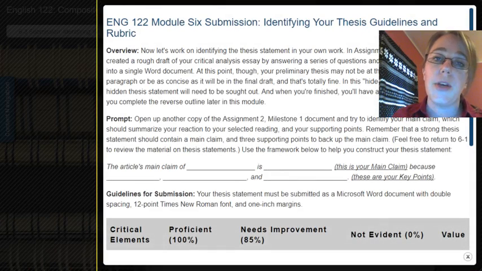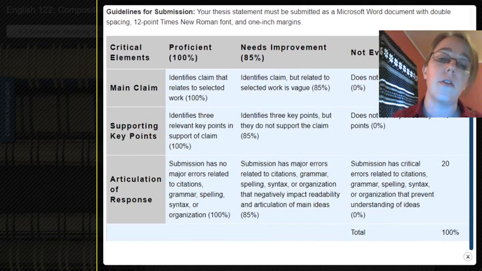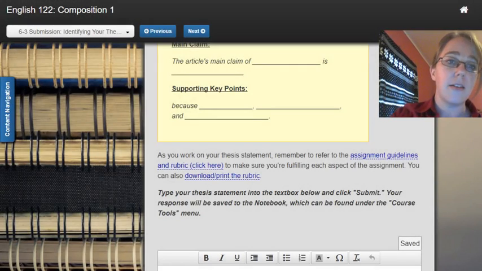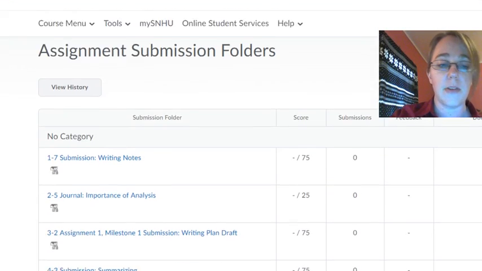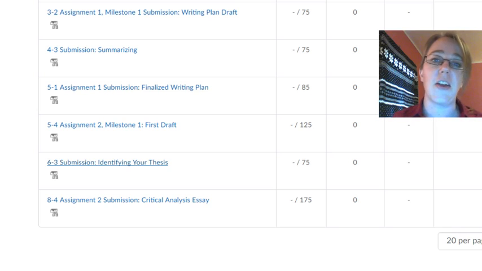Take a look at what we're looking at in terms of our rubric. Let's take a look at our critical elements. We want to make sure that you identify your claim, that you have 3 relevant key points that support your claim. And again, we want to make sure that we're being fairly articulate. We don't have a lot of spelling errors on that kind of thing. And because this is a dual submission, we do want to make sure that we go over into MindEdge under the Assignment Submissions folder and click on 6.3 Submission, identifying your thesis.